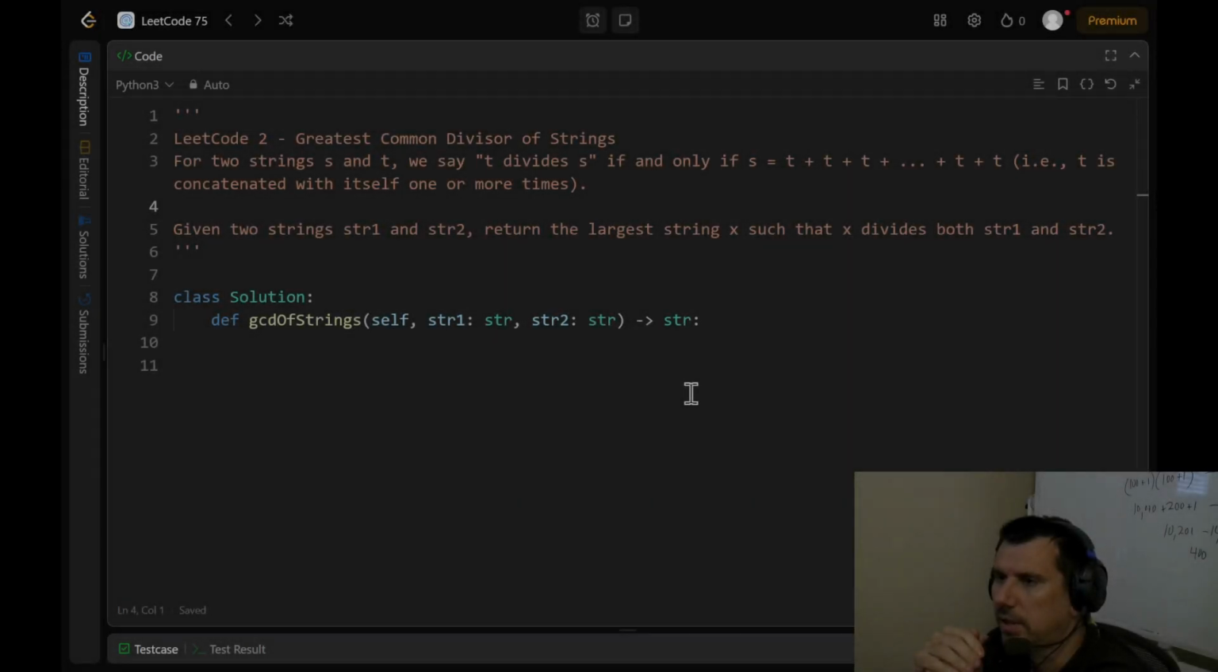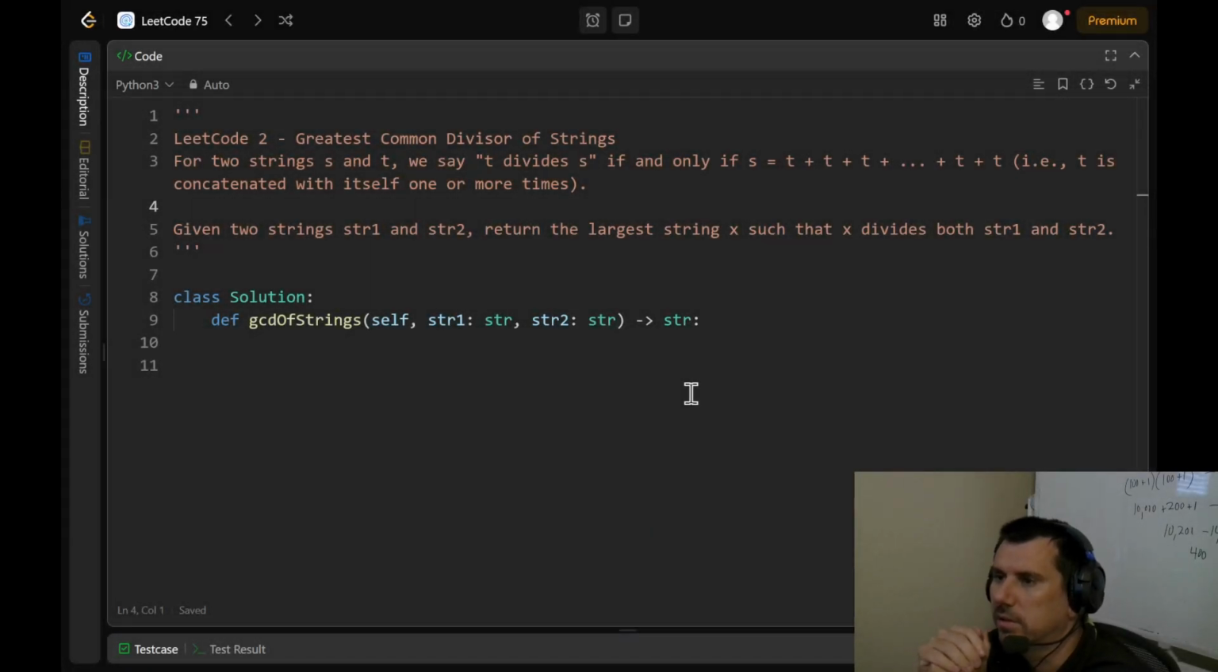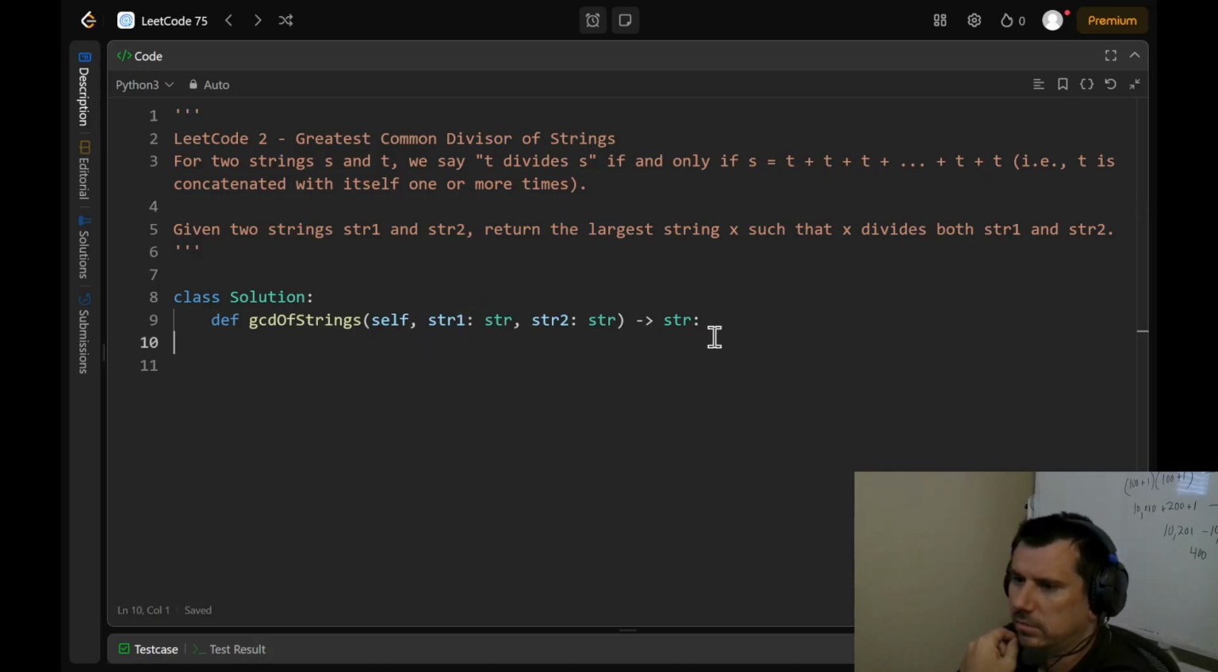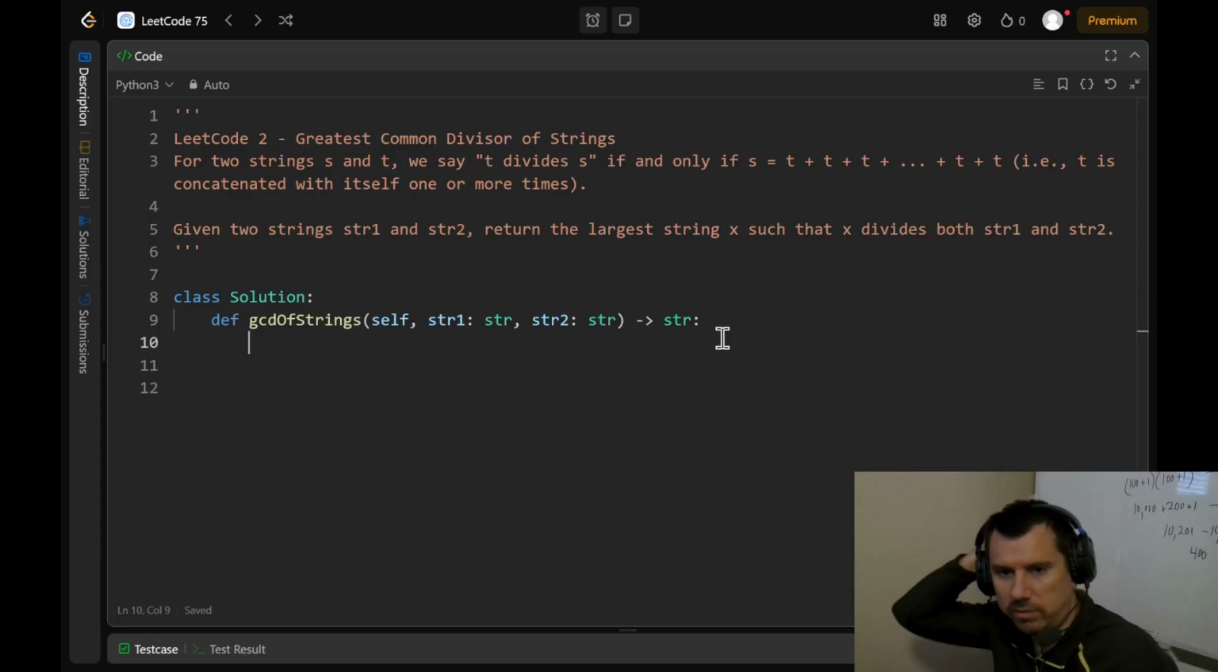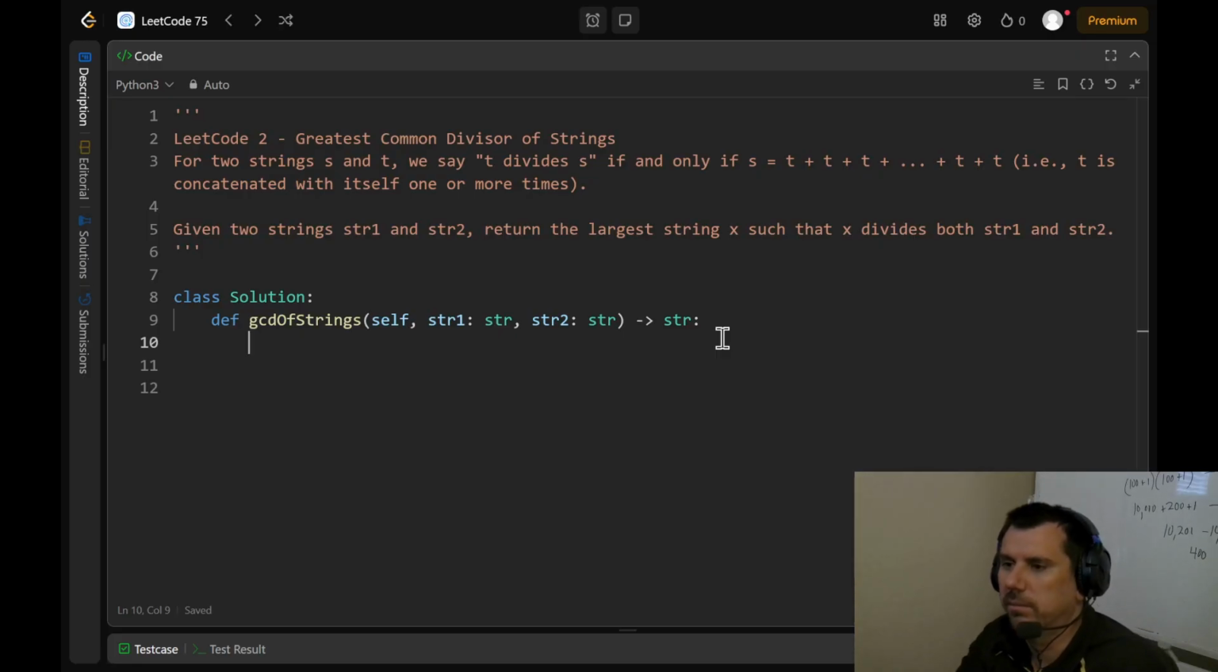So this is LeetCode problem number 2 in the LeetCode 75 problem set. Greatest common divisor of strings. You can see the problem right up here. Usually I don't think it's valuable to have you watch me just type out code that I've already written. But in this case it's short enough, I don't think it really matters much.